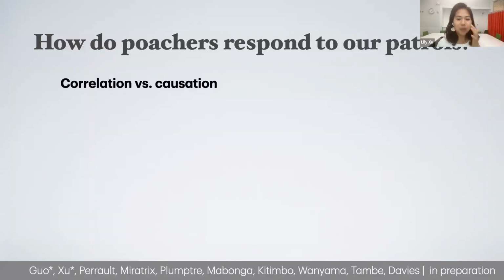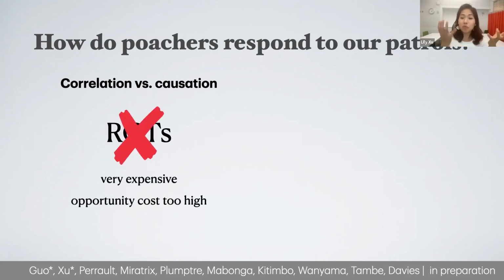So a key challenge with getting at causation is that typically causation would require something like randomized controlled trials. But in high stakes settings, such as environmental conservation, RCTs are not possible because they're very expensive to carry out, but also the opportunity cost is too high. So if we left an area completely unpatrolled, then that area will be extremely vulnerable to poaching and other threats. So we just can't afford to do so.